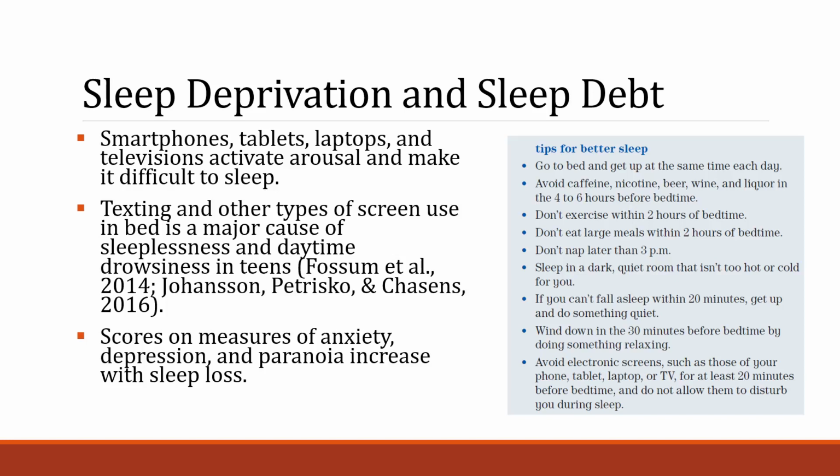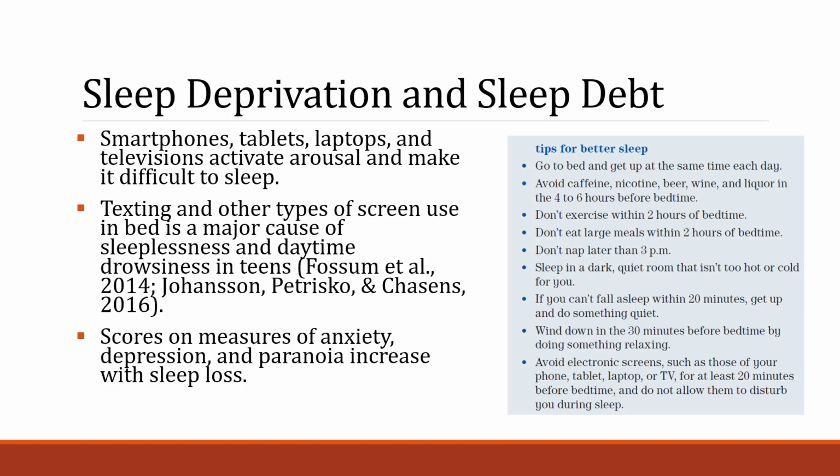So here are some tips to get better sleep, like going to bed and getting up at the same time each day, avoiding caffeine, nicotine, and beer 4 to 6 hours before bedtime, not exercising 2 hours before bedtime, not eating large meals 2 hours before bedtime, not napping later than 3 p.m., and then sleeping in a dark, quiet room. I think that I've already explained the role of melatonin to you. And if you cannot sleep within the first 20 minutes, you may get up and do something else. And wind down 30 minutes before bedtime by doing something relaxing, okay, and avoiding the use of electronics.